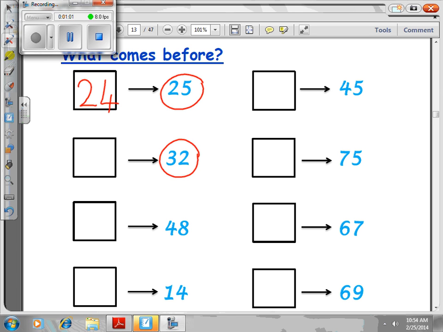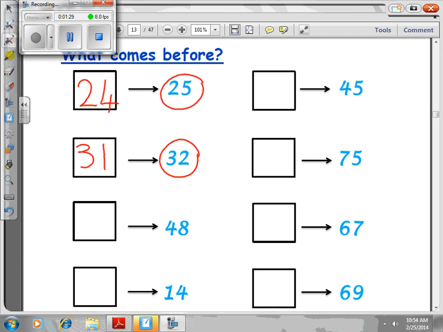Let's count from 30. 30, 31, 32. So what comes before 32? Yes, 31. 31 comes before 32. How can I write 31? I say 30, so I write 3. 31, so I write 1.